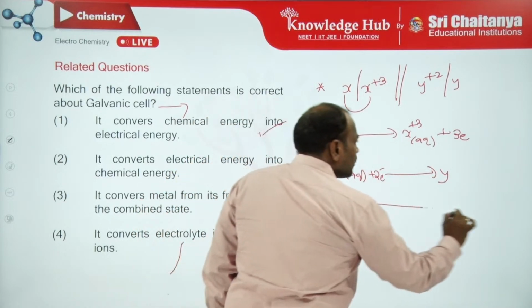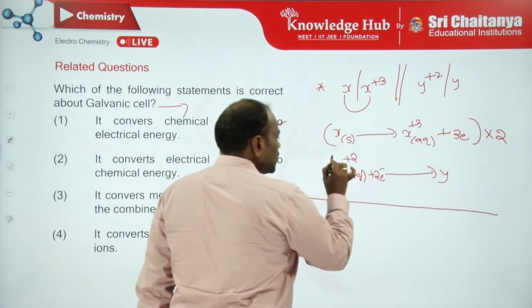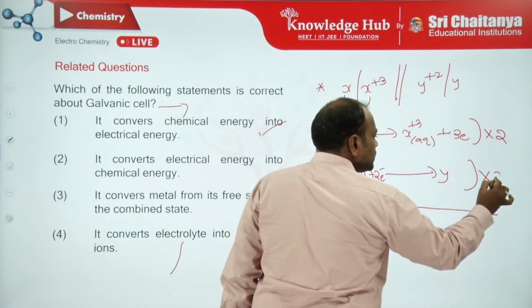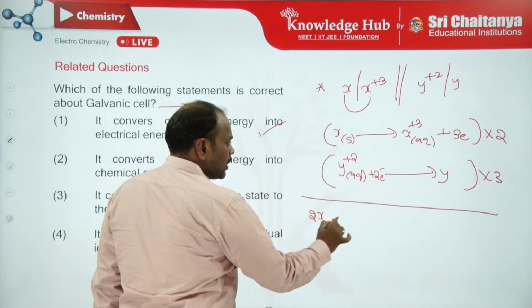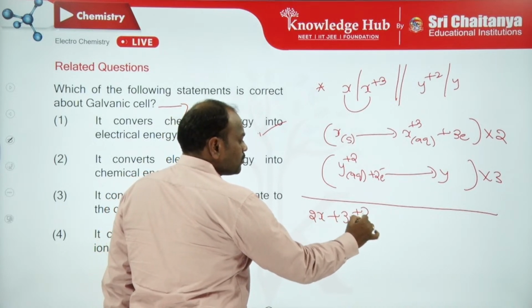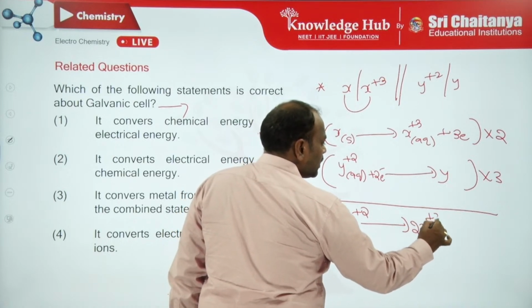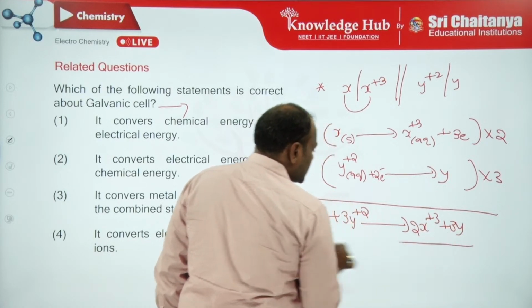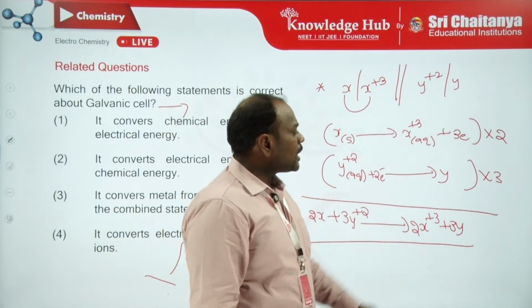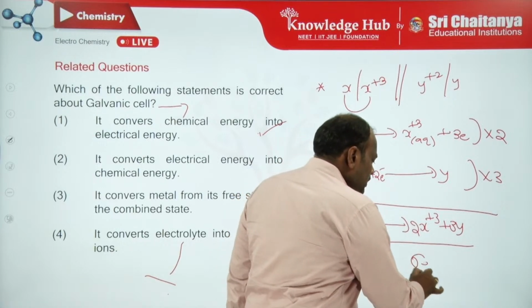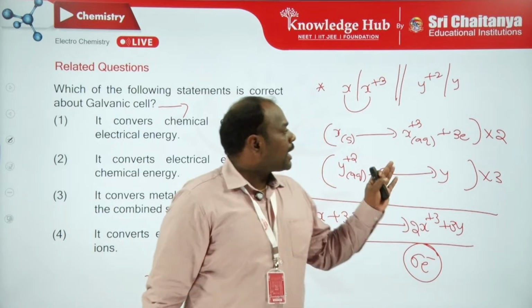For balancing, the first equation is multiplied by 2 and the second equation is multiplied by 3. So what happened here? 2X plus 3Y²⁺ gives rise to 2X³⁺ plus 3Y. This is the overall reaction. Based on this, how many electrons are involved in the total reaction? 6 electrons. In this way we identify the reactions.